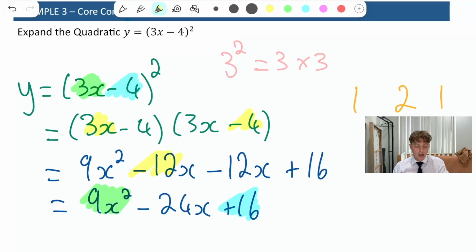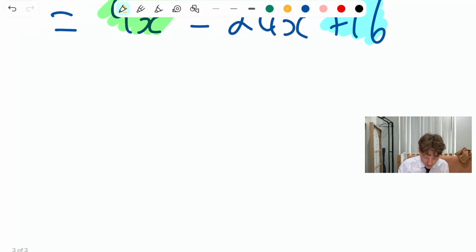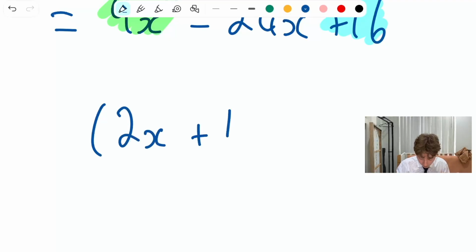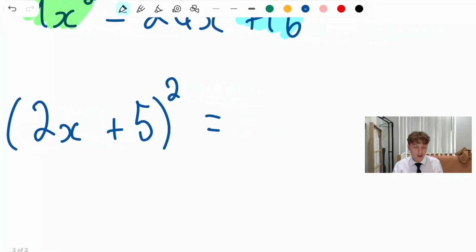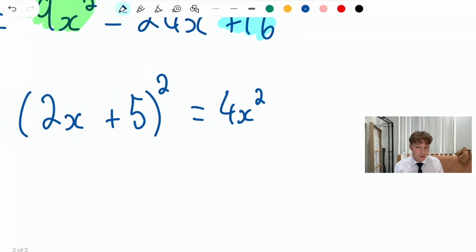1, 2, 1. So I'll show that again quickly with a different example. We'll just do something with nice numbers so we can get a feel for what we're doing. If I'm expanding the brackets of 2x plus 5, all squared. What I can do is square the first term. Well, 2x all squared gives 4x squared. I now multiply the two numbers together.